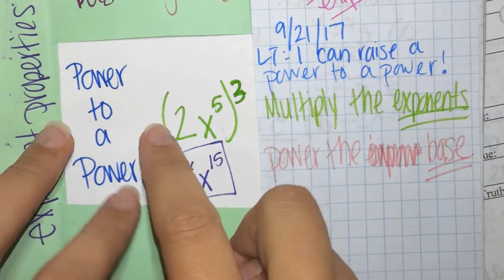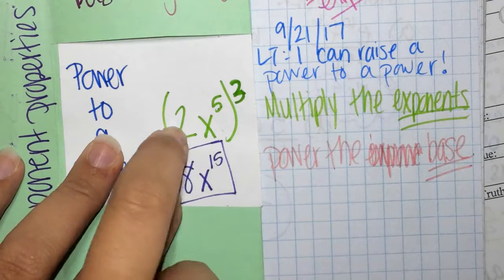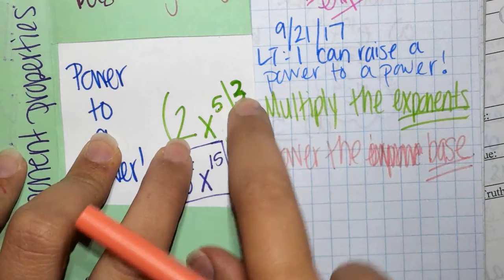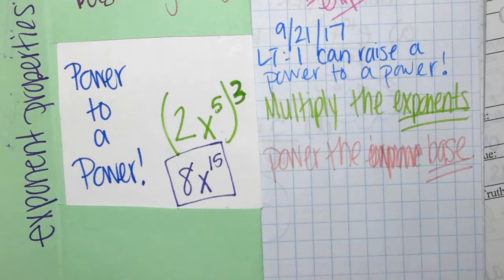Multiply the exponents, power the base. So if it said 2 to the 5th power, how many times would you multiply 2 by itself? 5 times. Fantastic. Are we ready to do some problems?